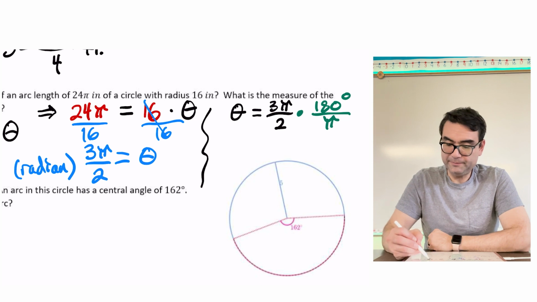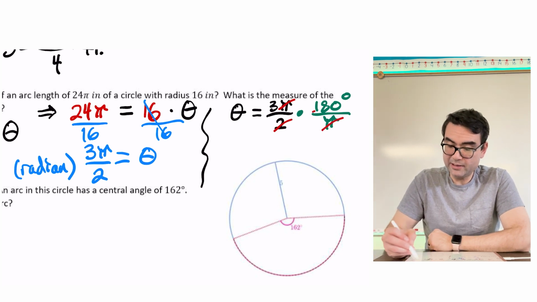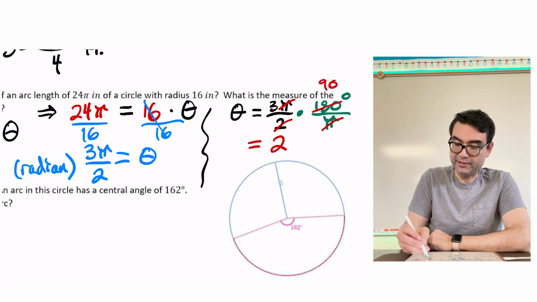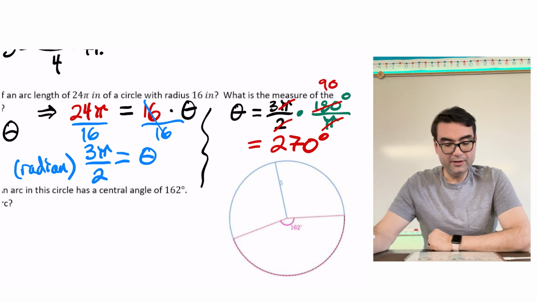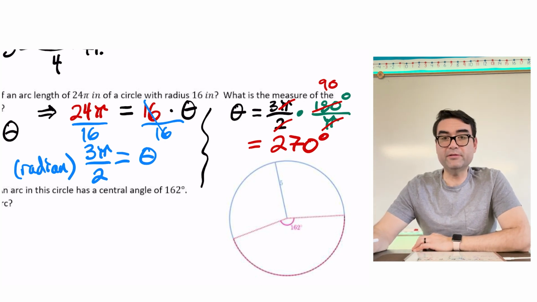The pi's cancel. 180 divided by 2 is 90. So this is 3 times 90 degrees, which is 270 degrees. So the angle would either be 3 pi over 2 radians or 270 degrees.